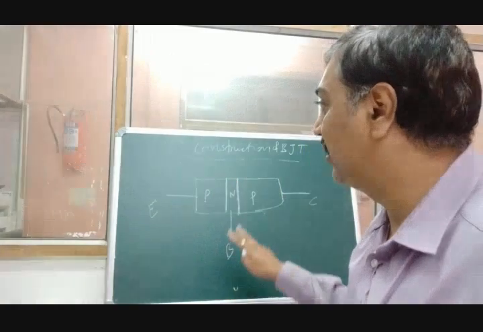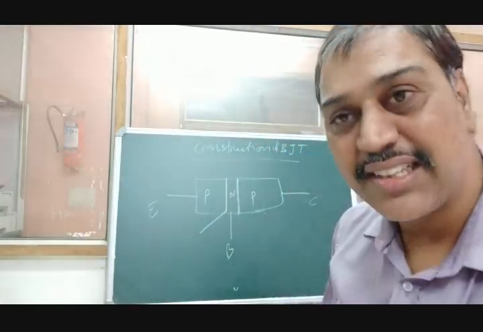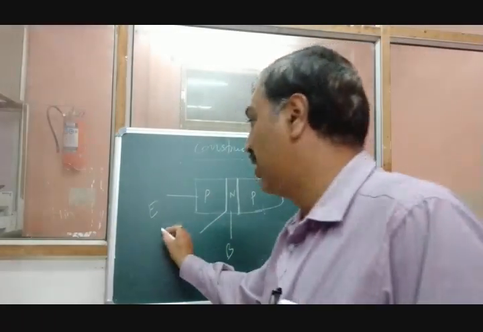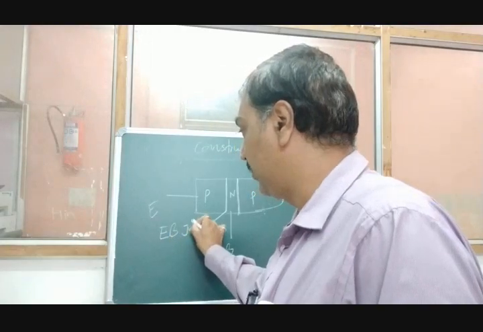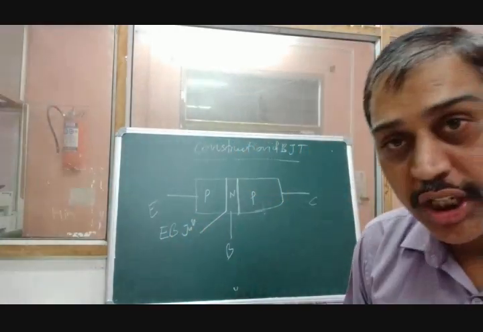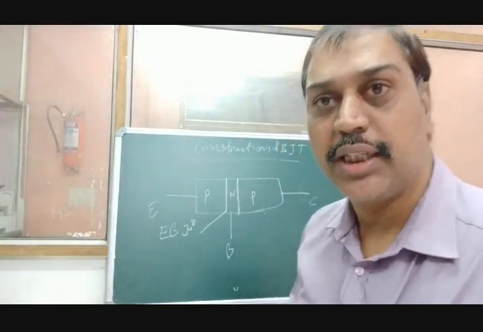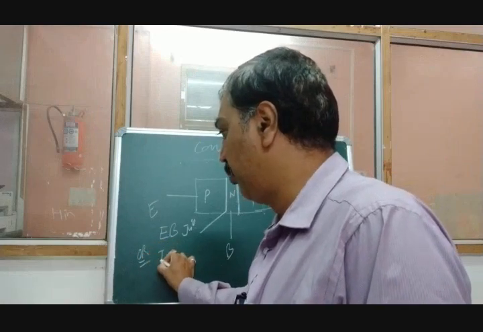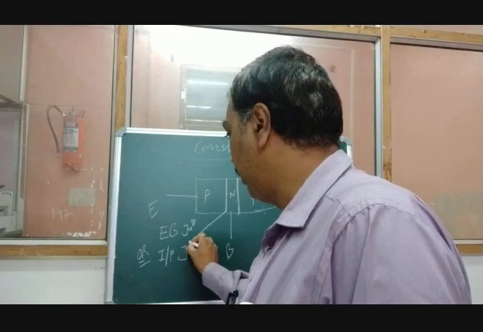So what exactly are these two junctions? See the first junction here. This junction is between the emitter and base, so it is said to be the emitter base junction. That is the emitter base junction, or sometimes it is said to be the input junction. This is the symbol for input, and it is sometimes called the input junction.